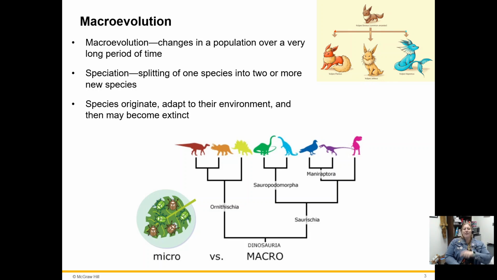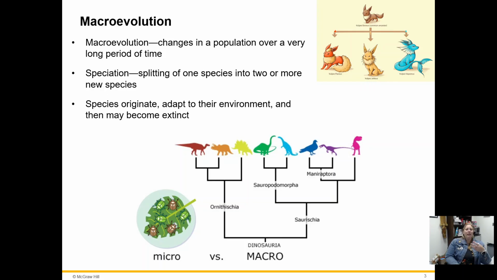But Eevee and the Eeveelutions are a great example of macroevolution. Now I know that in the game and in the show, Eevee is given a stone and it evolves directly into one of three: Vaporeon, Jolteon, or Flareon. But macroevolution happens over a very long period of time and can result in speciation, where individuals split into two or more new species, and so they share a common ancestor. So arguably, Eevee is the common ancestor of Flareon, Jolteon, and Vaporeon.